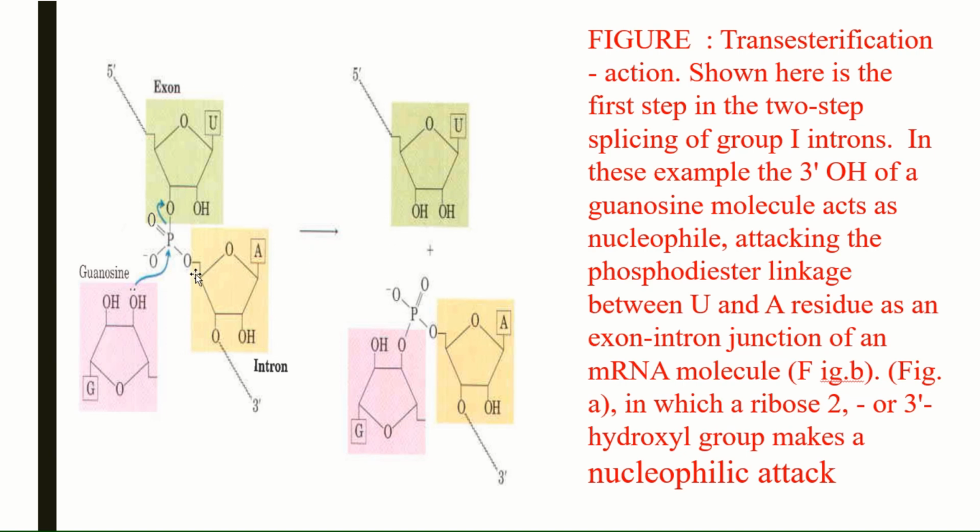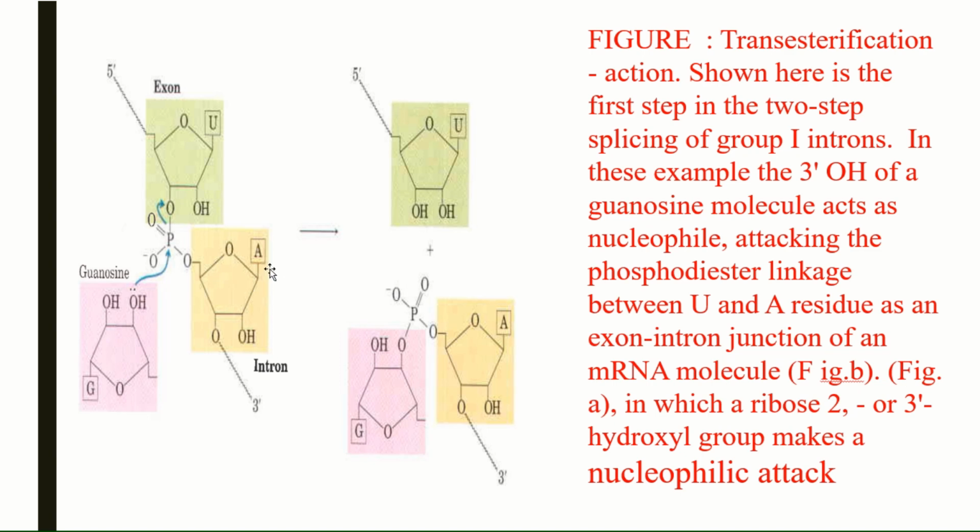This figure shows the transesterification reaction, the first step in the two-step splicing of group 1 introns, in which the 3' hydroxyl of a guanosine molecule acts as a nucleophile, attacking the phosphodiester linkage. This is the guanosine molecule. This is the phosphodiester linkage between the U and A residues, at the exon-intron junction of an RNA molecule.